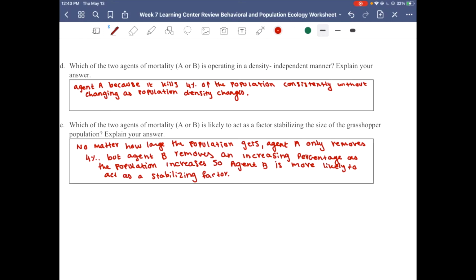All right, that was our last question for today's worksheet. Any other questions that you guys have?